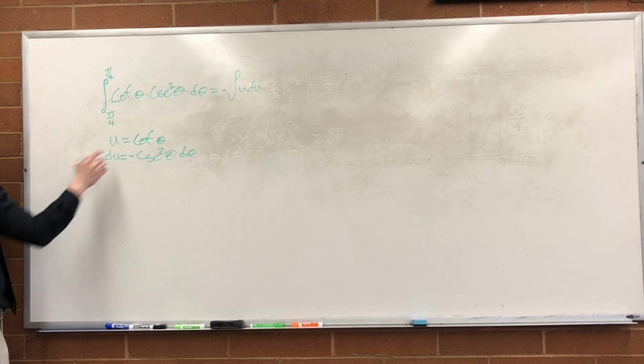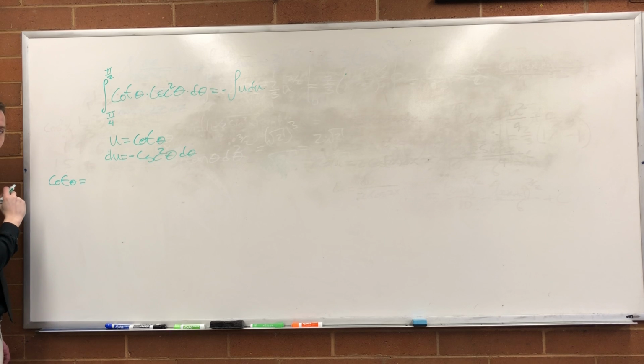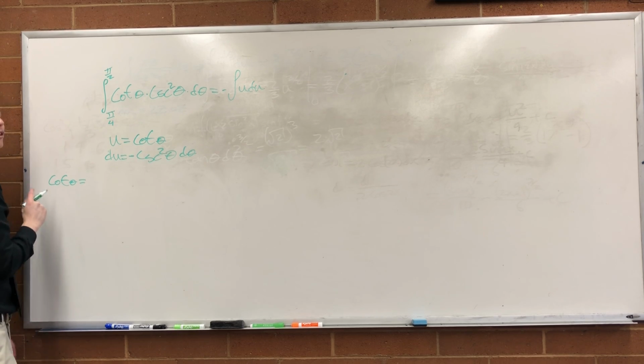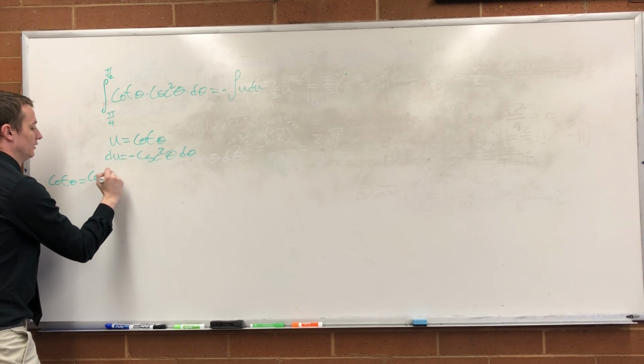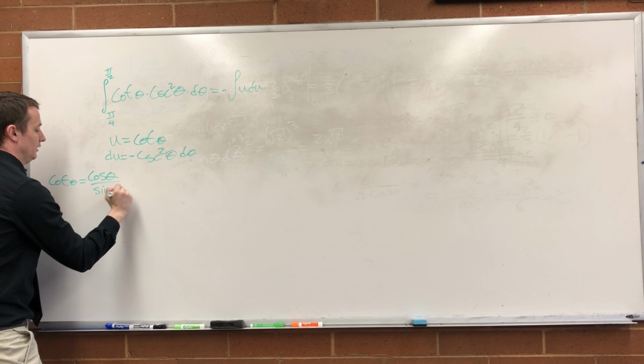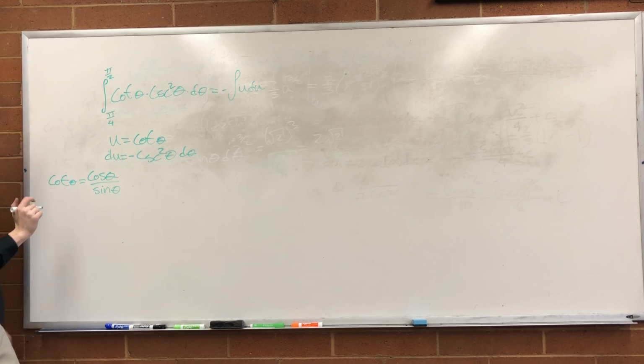So let's remember what cotangent is. Cotangent of theta is equal to x over y, but what's x in terms of trig functions? What gives you the x coordinate? Cosine. Cotangent is cosine of theta over sine of theta. Tangent is sine over cosine. Cotangent is cosine over sine.